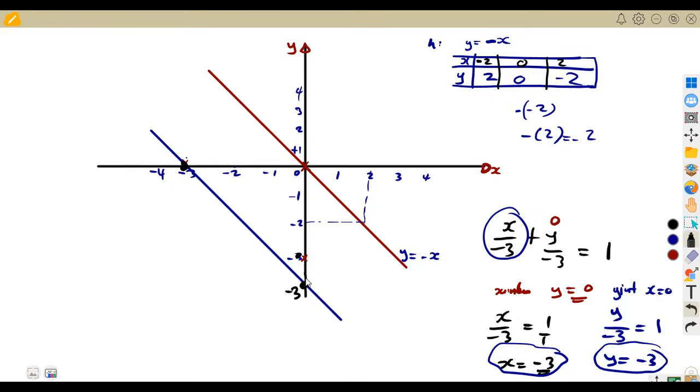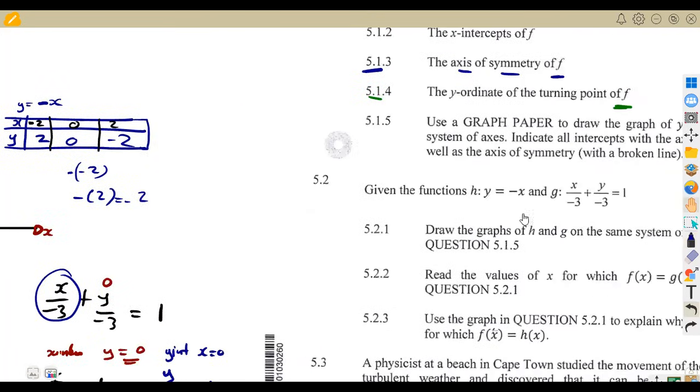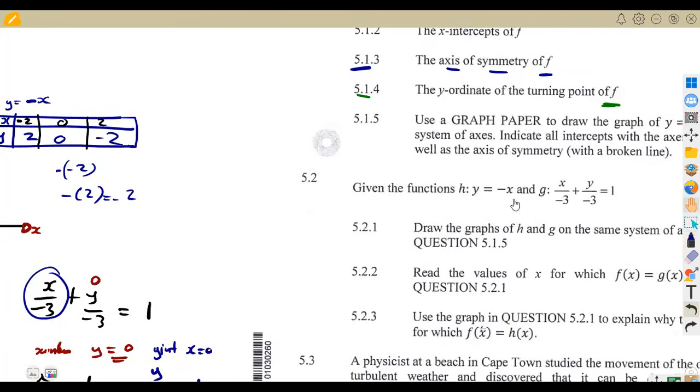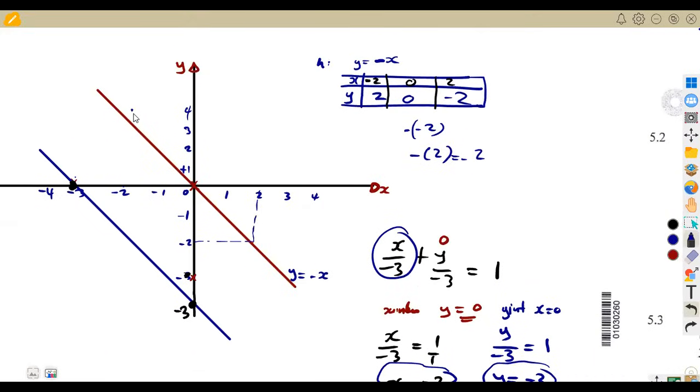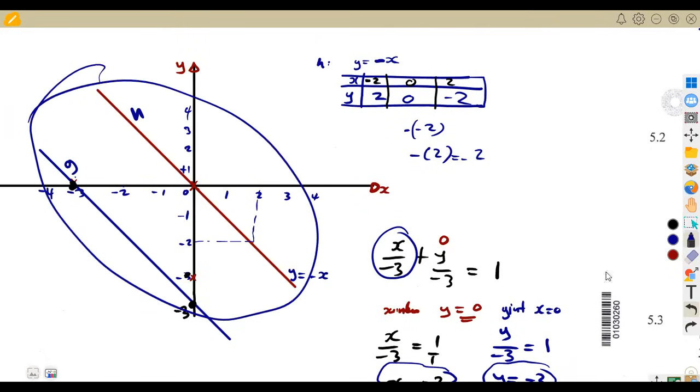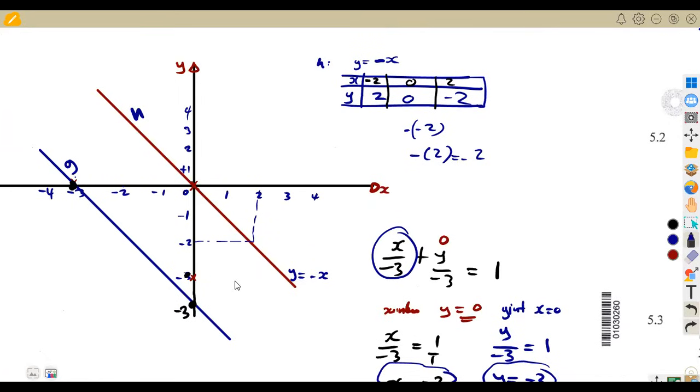So if you check these 2 graphs that we've just drawn, they do not intersect, meaning to say they do not have solutions in common. The graph that we drew, this one was for h, which is y is equal to x. Then the first one here was the graph for h, and this one is for g. These 2 graphs do not intersect. They're actually parallel to each other.